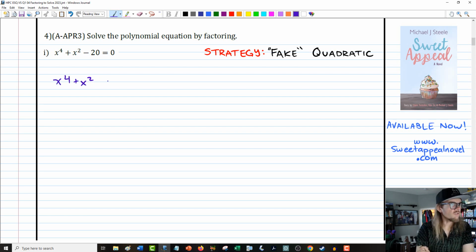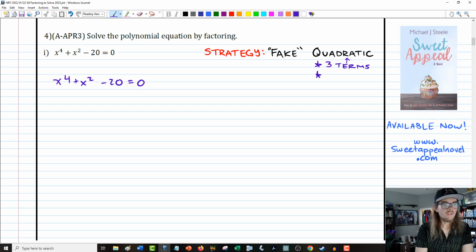So I've already listed the strategy off to the side, but we can talk about why it is that I'm seeing a fake quadratic. And there's specifically a couple reasons for why. The first one is, of course, that I see 3 terms. And when I see 3 terms, that makes me think of the classic quadratic trinomial, the parabola equation that we're so used to. So basically that's my first little clue that's present.